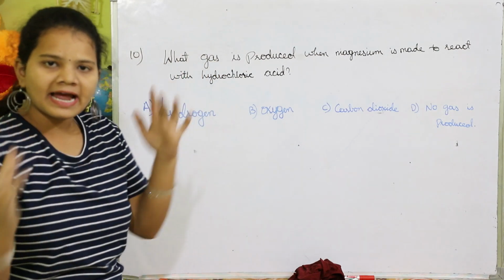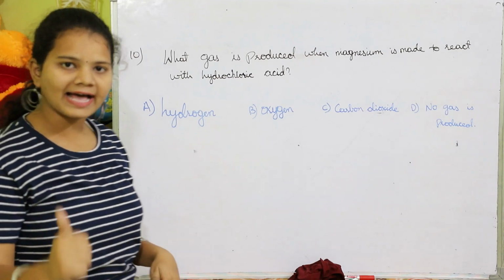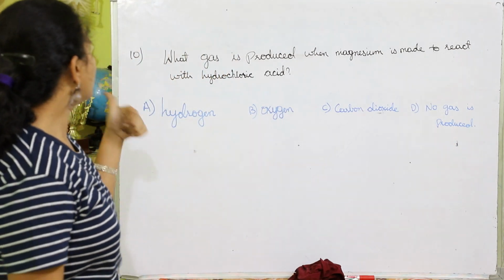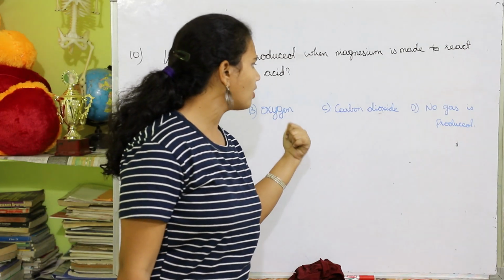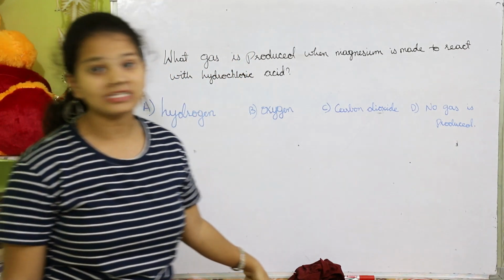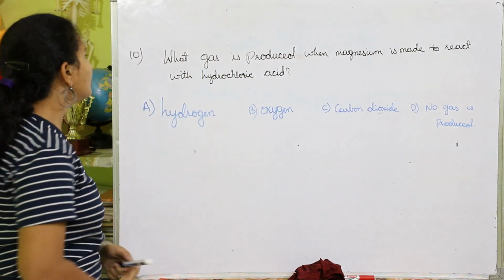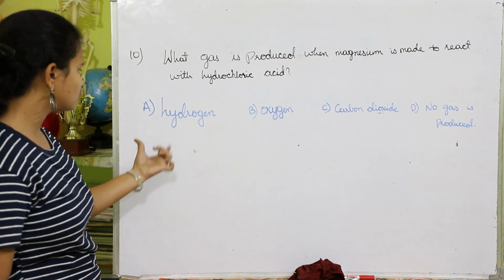What gas is produced when magnesium is made to react with hydrochloric acid? Option A, hydrogen. Option B, oxygen. Option C, carbon dioxide. Option D, no gas is produced. Now let's find the solution for it.